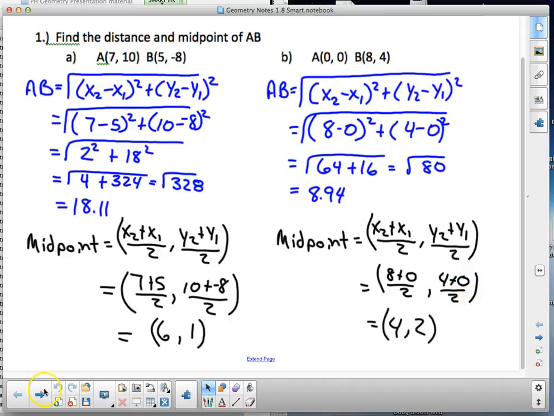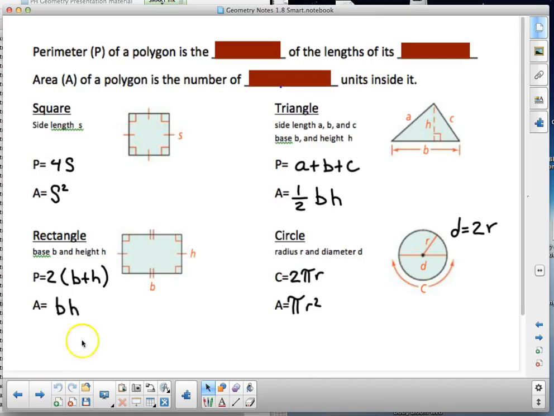So that's our midpoint. Today we're looking at the perimeter and area of squares, rectangles, triangles, and circles. Perimeter of a polygon is the sum of the lengths of its sides. The area of a polygon is the number of square units inside it. Okay, and the square units are based on the units that we're using, whether it be inches, meters, yards, miles, whatever.